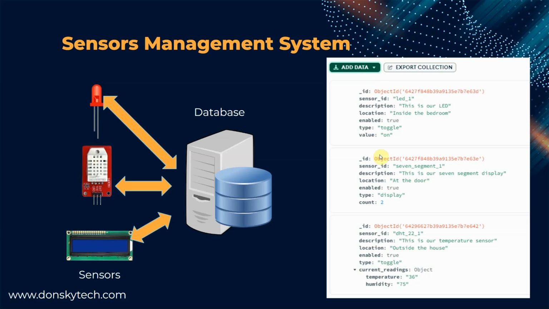As you can see from this image, these are the information for each sensor. For example, for our LED, we assigned a specific ID of LED_1, and we have a description, which is our LED, the location where we place the sensor, and we can enable it by setting the value to true or false, and the value can be set as either on or off. We also have other sensors here, like the DHT22 temperature sensor, wherein we could get the value of the current reading such as the temperature and humidity.